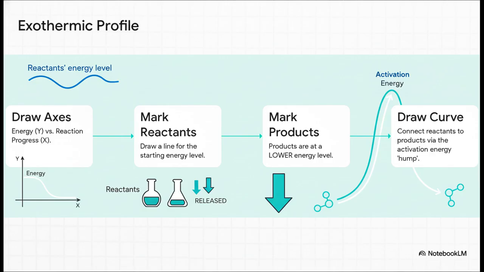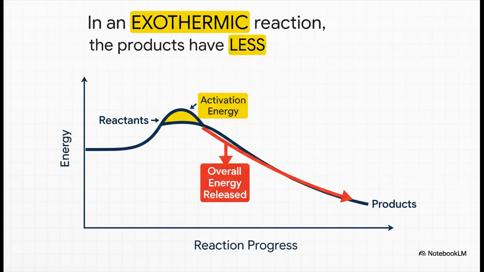So you draw a line for them down below. Then, you just connect the two with a curve that goes up over that activation energy hump and then all the way down to the products. And this is what you end up with.